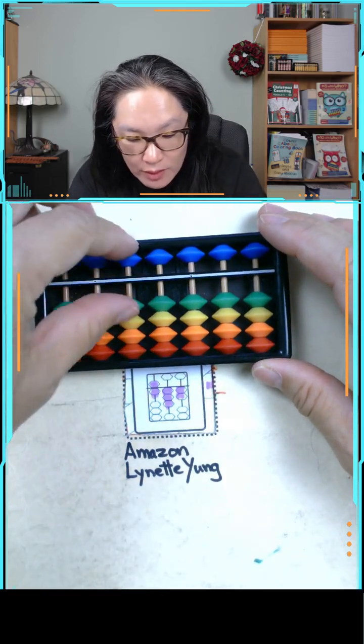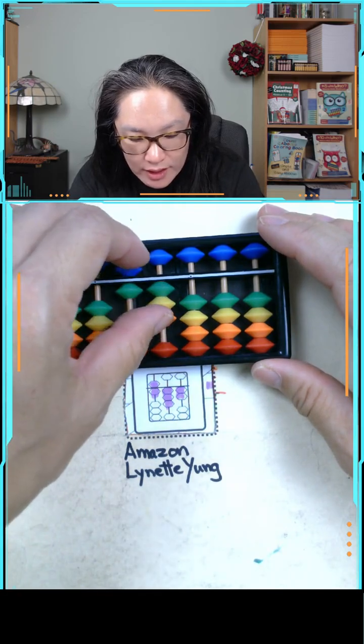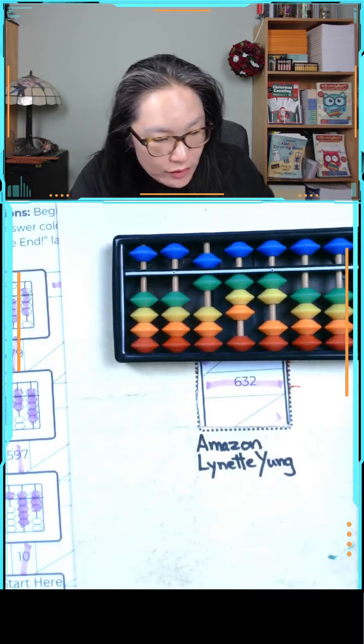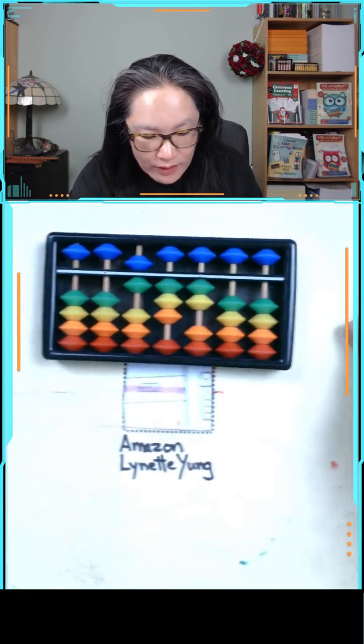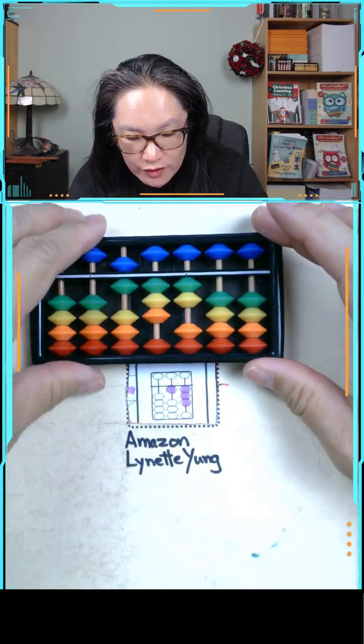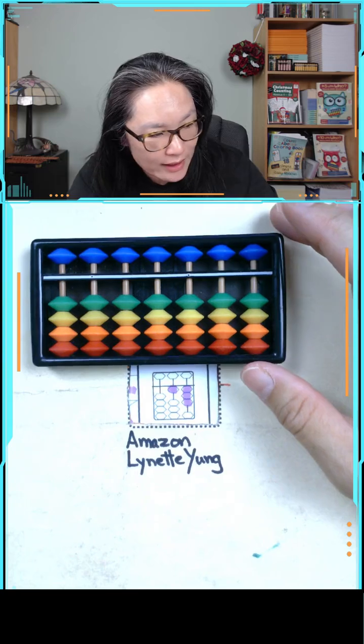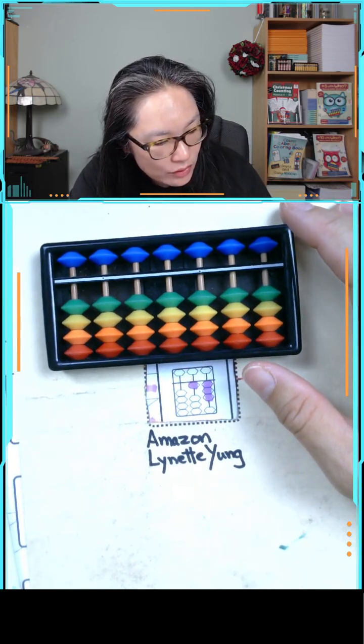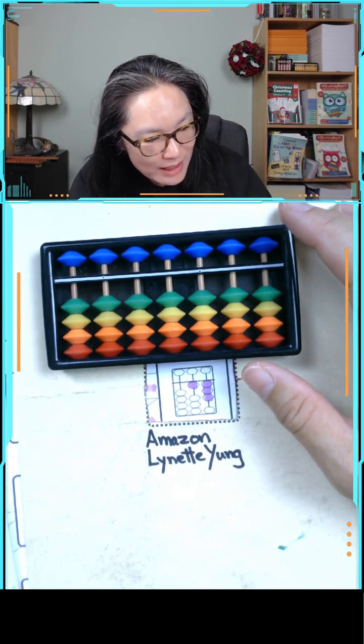Okay, so our number is 632. That's what this number is. Then we have our next number. For those of you that just joined, what we're doing is learning how to read the abacus. After we learn how to read the abacus, we're going to understand how to do basic arithmetic.